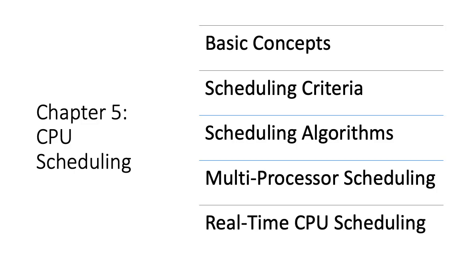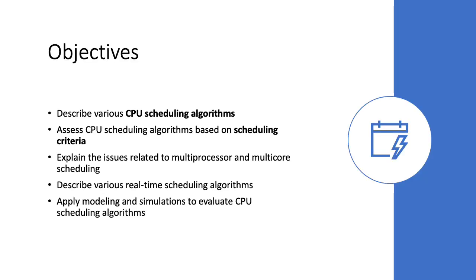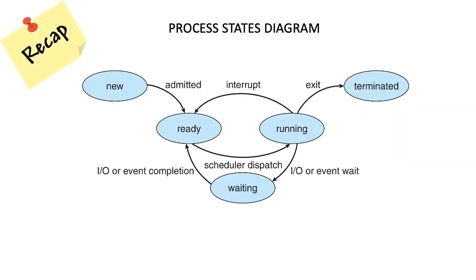So here we will look at the basic concepts of CPU scheduling, scheduling criteria, algorithms, the multiprocessor and the real-time CPU scheduling. Okay, the objective of this topic is for you to know all the different CPU scheduling algorithms, know the scheduling criteria, and then apply the various scheduling criteria in many situations.